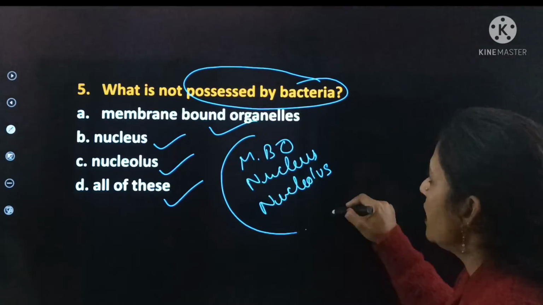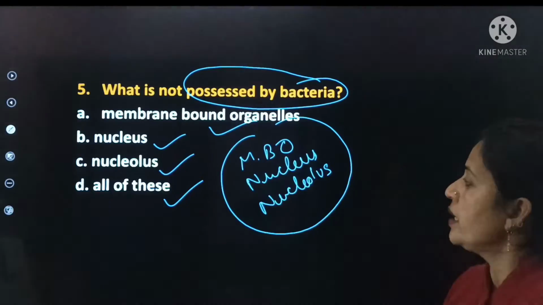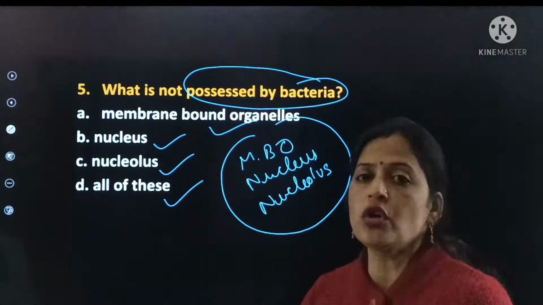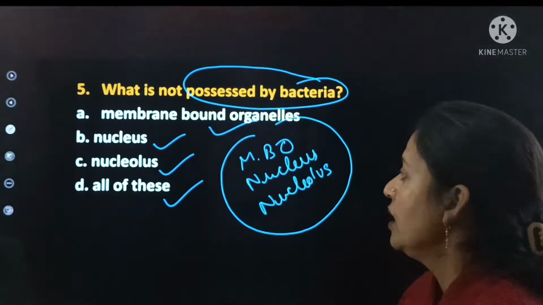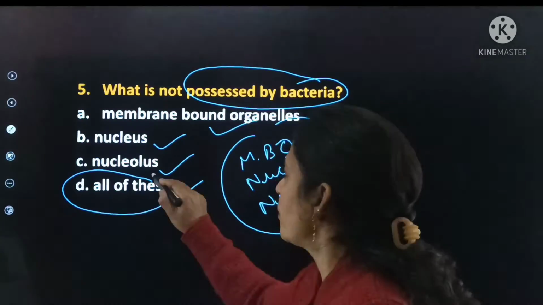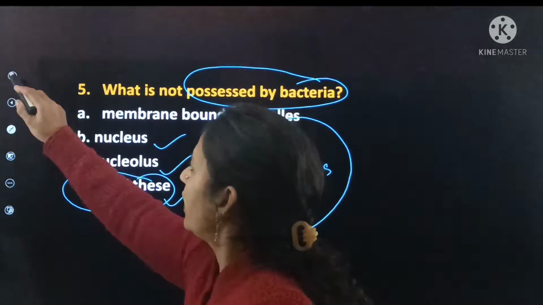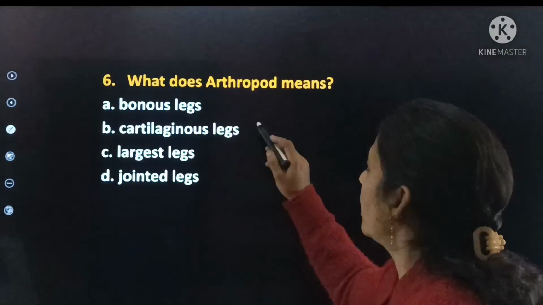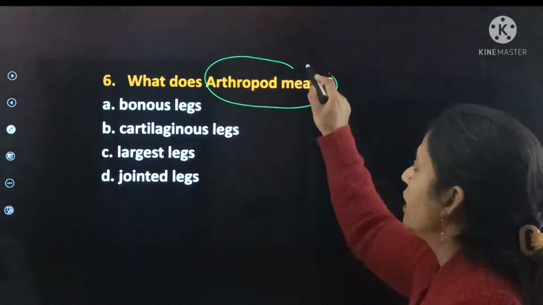These are the various types that are not possessed by the bacteria. So here all of these is the right answer for the question number 5. Next is the question number 6, and your question number 6 is what does arthropod mean?